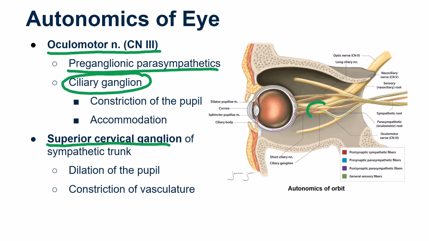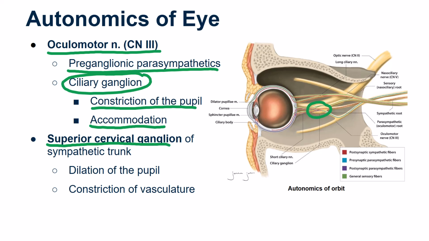The ciliary ganglion is located there in the orbit, just inferior to the optic nerve. And postganglionic fibers from that ciliary ganglion are going out to sphincter pupillae muscles, which will constrict the pupil, and to ciliary muscles, which are responsible for accommodation. So during a parasympathetic response, one should expect constriction of the pupil.